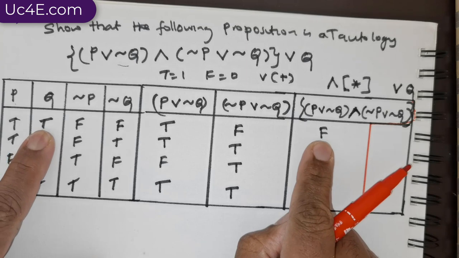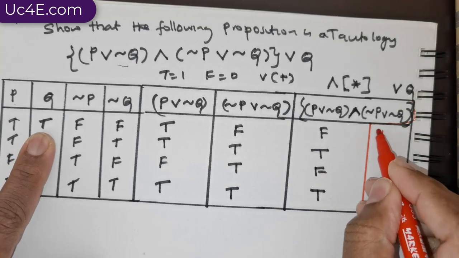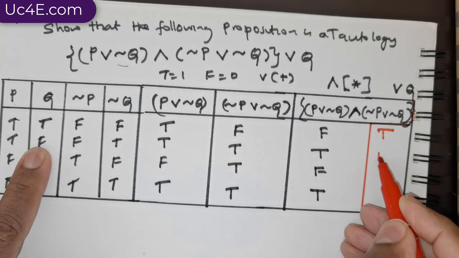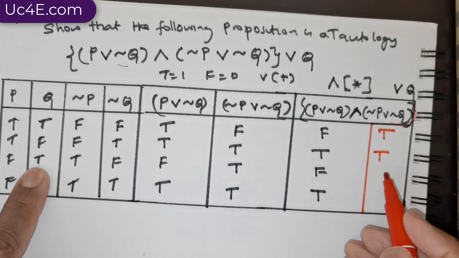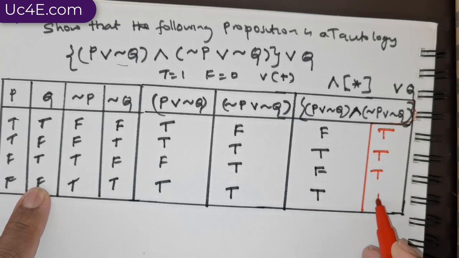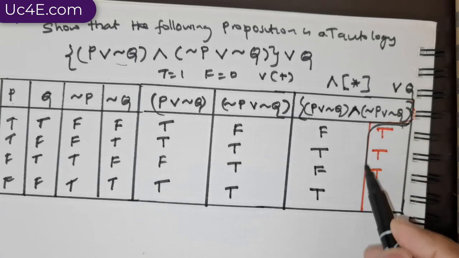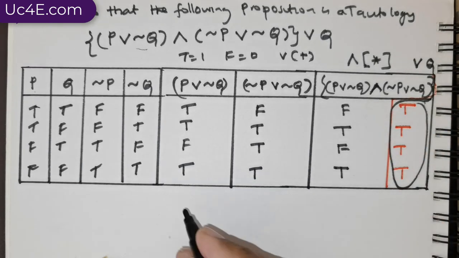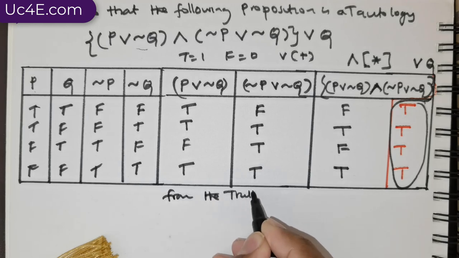So 1 added with 0 will give us 1. 1 added with 0 will give us 1. 1 added with 0 will give us 1. 0 added with 1 will give us 1. You see that? This is what we are looking for. So we have proved that this is a tautology. You can state it from the truth table.